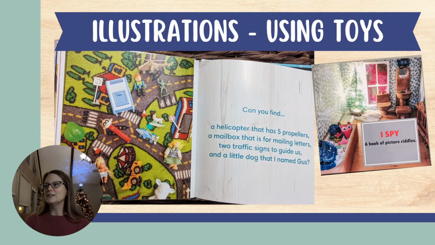Here's another one that they did. They made their own I Spy books. Again, you wouldn't be able to truly publish this if you're going with the I Spy brand idea. But she was able to make this book through Shutterfly, I think. And the kids would lay out all of their toys, take a picture of it, and then we'd say, can you find a helicopter that has 5 propellers, a mailbox that is for mailing letters, 2 traffic signs to guide us, and a little dog that I named Gus? And then, of course, the kids have to find all those little things. Here's the dog, the mailbox.